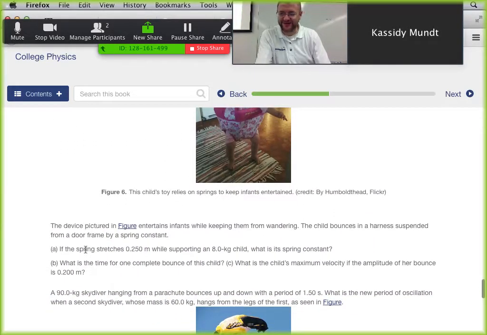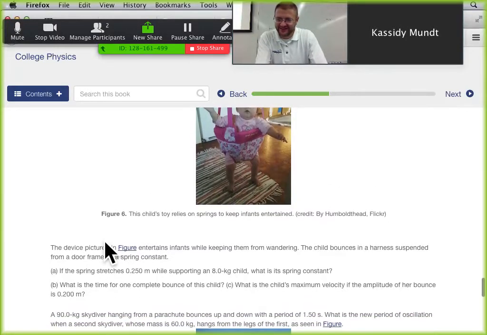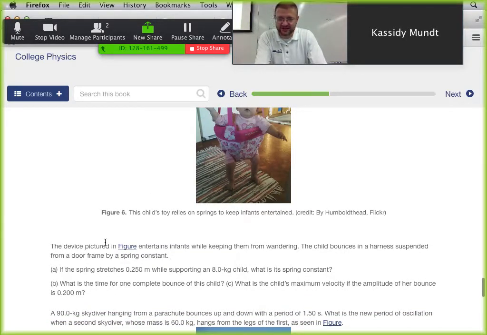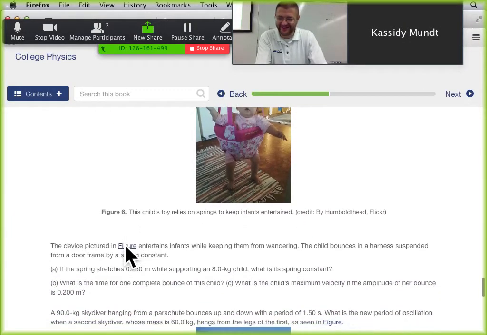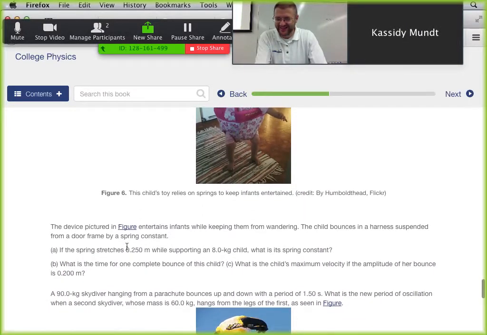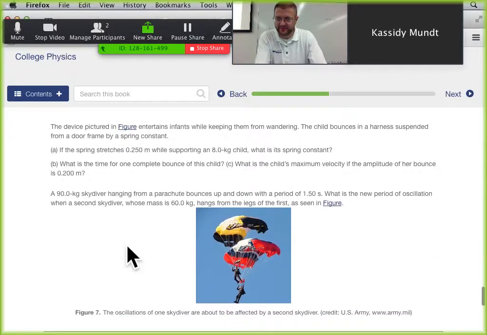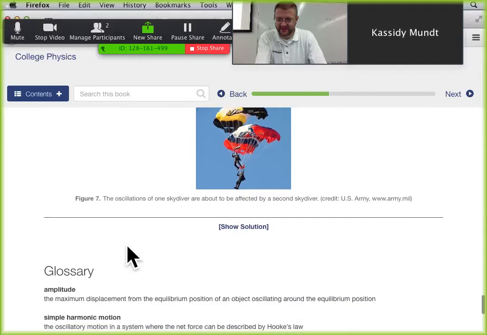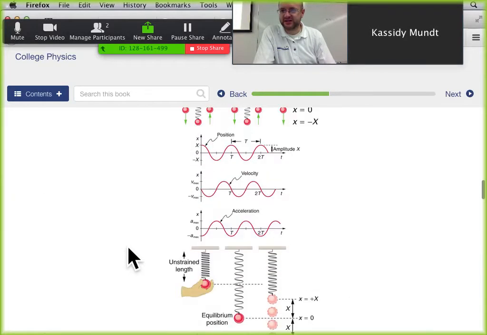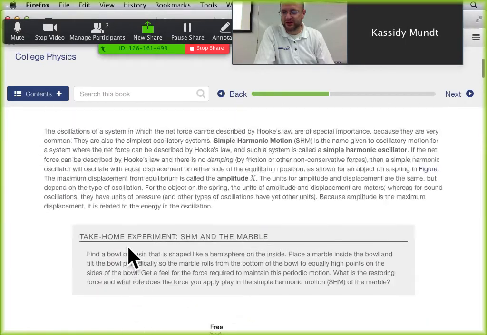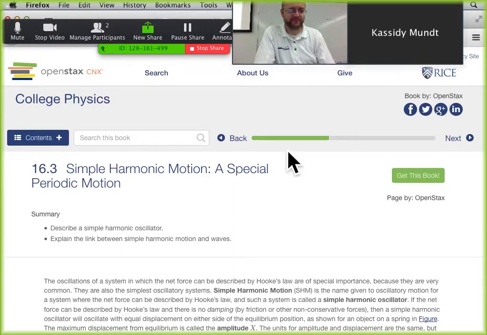You've got to do the infant in the bouncy seat. We're going to do the device for the infant in the bouncy seat. Where's that one? It's just below the figure with the baby in the picture. So those are your two problems for section whatever we're in. What are we in? 16.3? Yep. Okay.